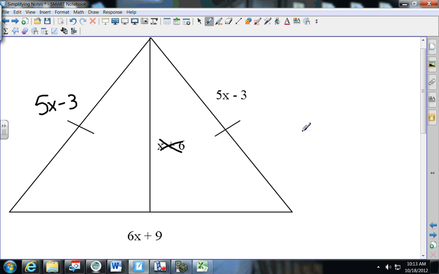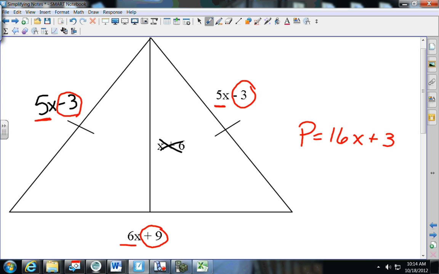So now to find my perimeter, I'm going to add up all my x's. 5 and 5 is 10 plus 6. I've got 16x. Then I have 9 minus 3 minus 3. So that would be 6. 6 minus 3 is 3. There's the perimeter of my triangle.